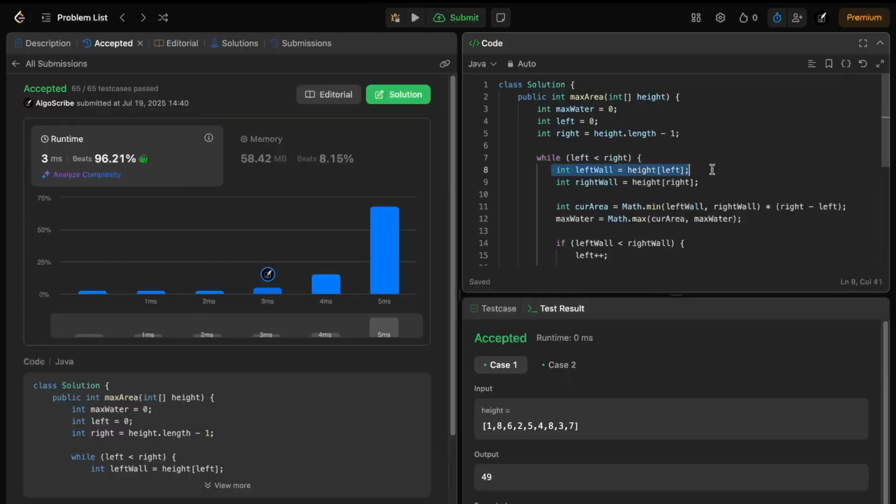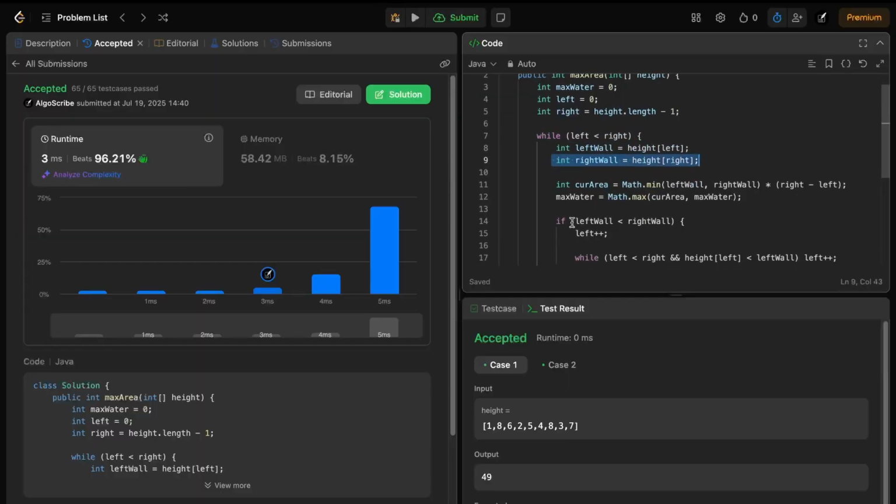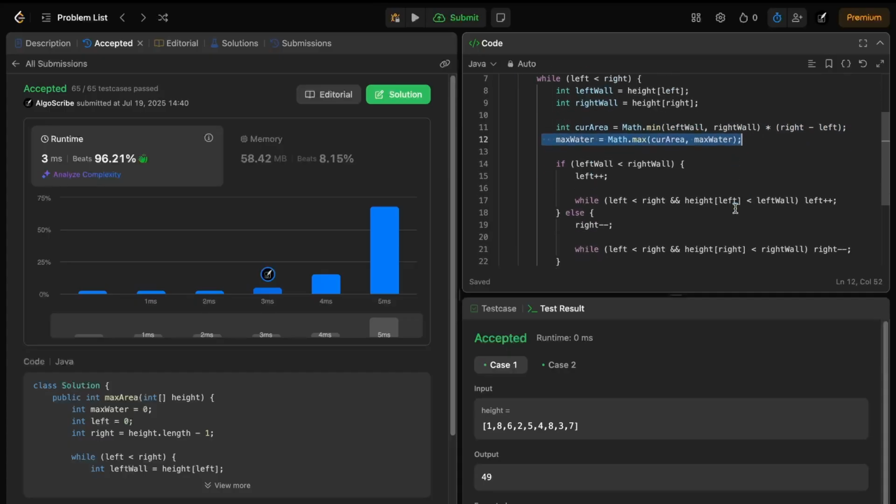Now we initialize the height of the left wall and the height of the right wall. Here we calculate the area in which water can be there, the current area between the two walls. Right now we recalculate the max water. Okay, now what we do, if left wall's height is lesser than the right wall, we hope that we find a better left wall. So what we do, we move the left pointer one step forward, and also we move the left pointer as many steps as required until we find a left wall that is greater than at least the current left wall.